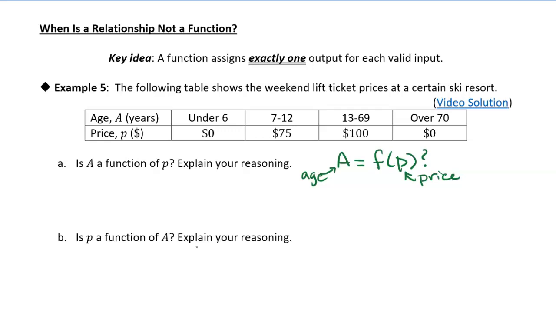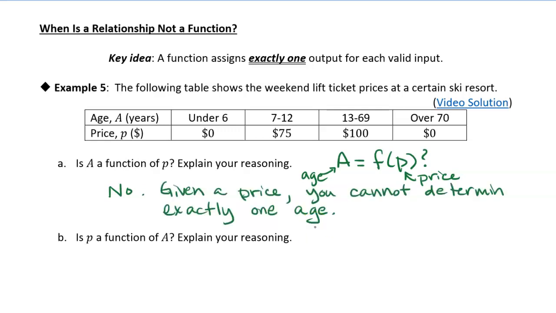If I told you somebody got in free, well, that person could either be under 6 or they could be over 70. So if you give me a price, I cannot tell you the age. So no, age is not a function of price. Given a price, you cannot determine exactly one age.